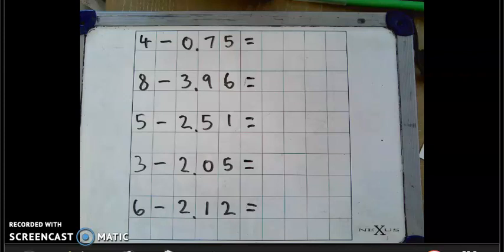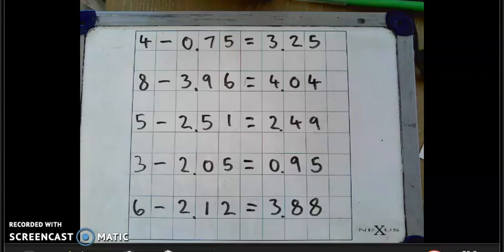Here come the answers. 4 subtract 0.75 is 3.25. 8 subtract 3.96 is 4.04. 5 subtract 2.51 is 2.49. 3 subtract 2.05 is 0.95. And 6 subtract 2.12 is 3.88.